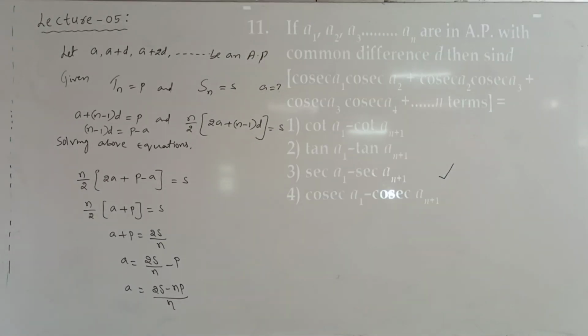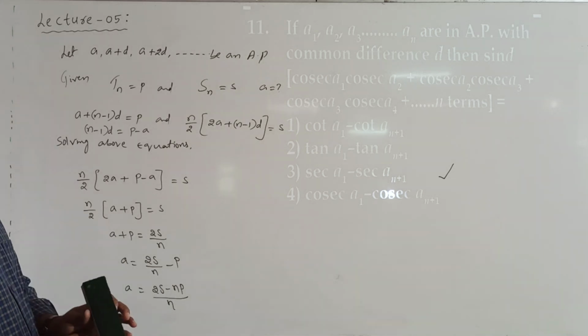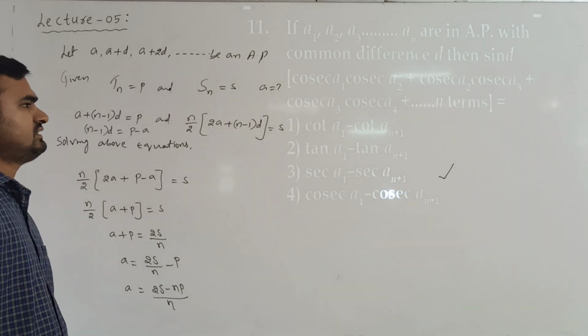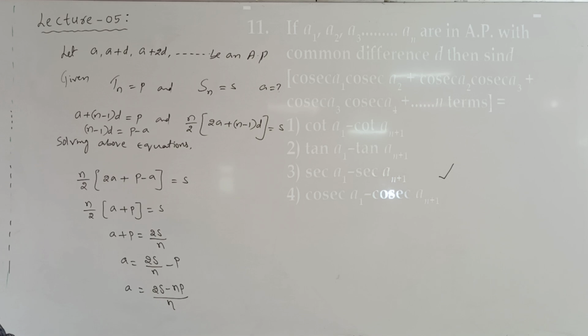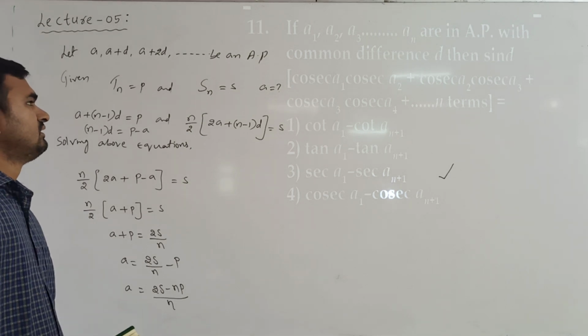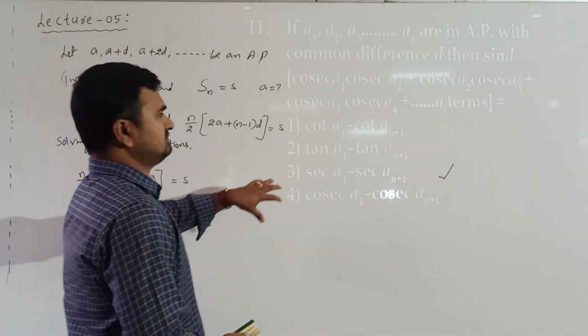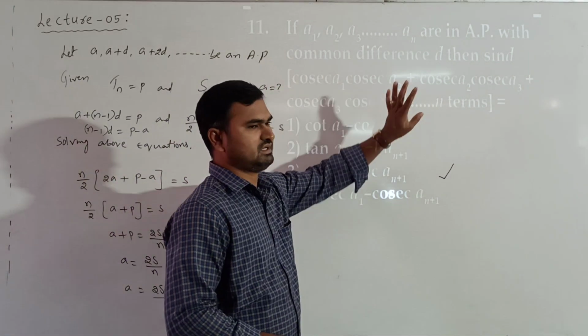Let us see the next question. If A1, A2, A3 up to An are in AP with common difference d, then what is sin d into cosecant A1 into cosecant A2 plus cosecant A2 cosecant A3 plus cosecant A3 cosecant A4 and so on up to n terms? So in the arithmetic progression, the common difference is d, given. Now we have to find this term, sin d into these values.